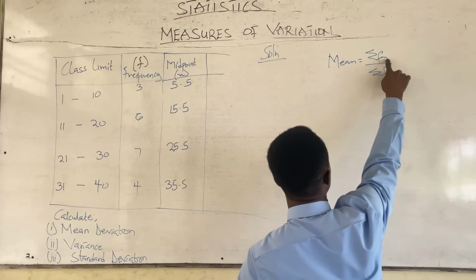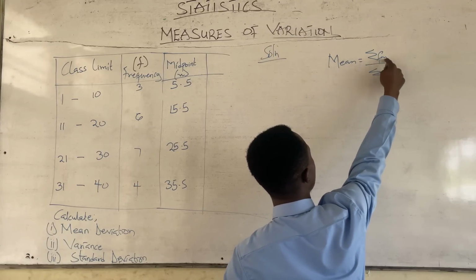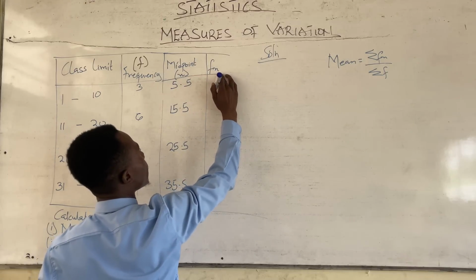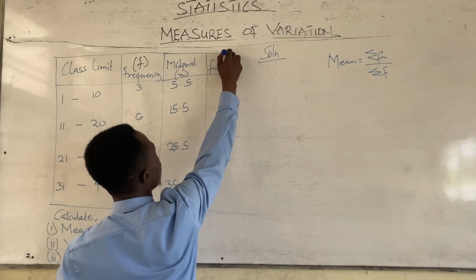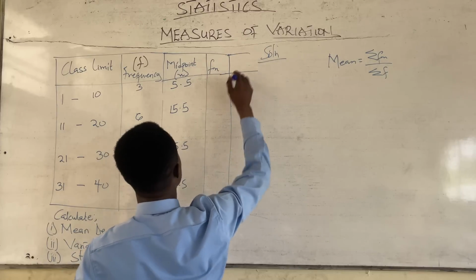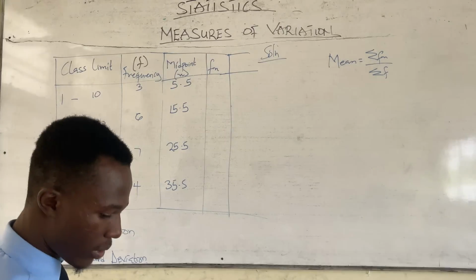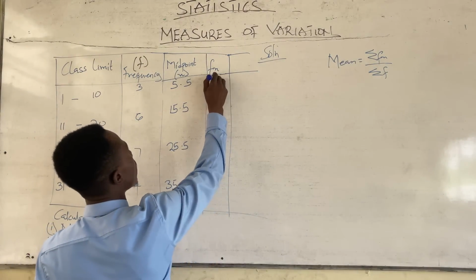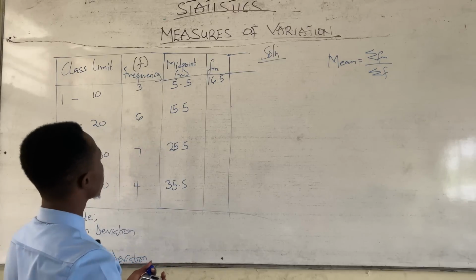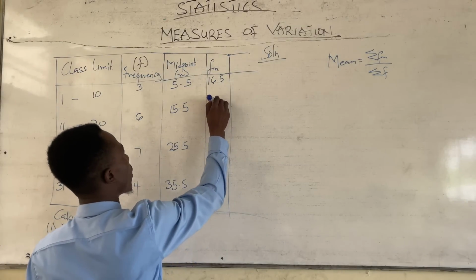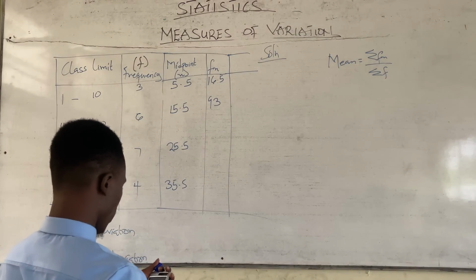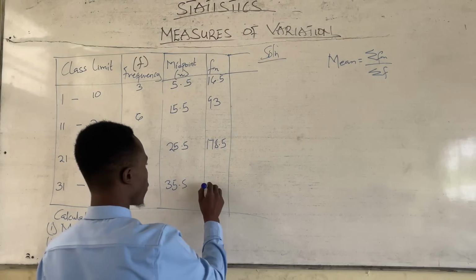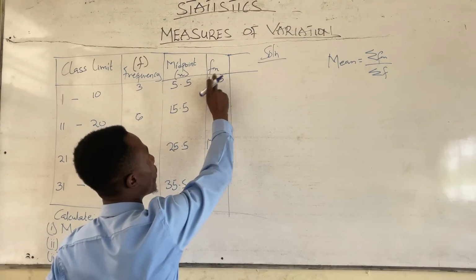From the formula, we have x, so after getting your x, you multiply the x by f. We multiply this x by this f, so we create a column called fx. So 3 times 5.5 is 16.5. The next one is 6 times 15.5, which is 93. The next one is 7 times 25.5, which is 178.5. And the next one is 4 times 35.5, which is 142. So now we are done with the fx.